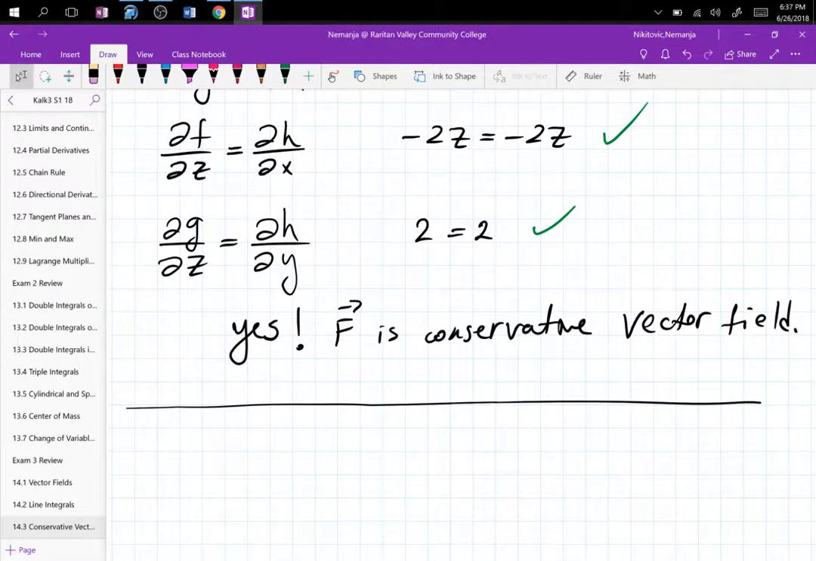Professor? So like, exactly what conservative means. Conservative vector field means that the vector field has the scalar function which created it. So we are going to find that scalar function now. So it will be clearer in about 10 minutes, 15.